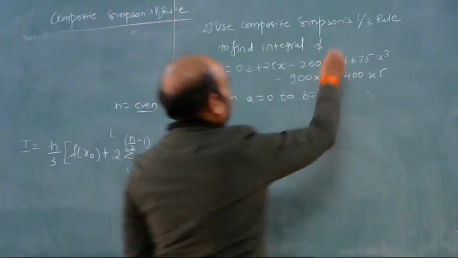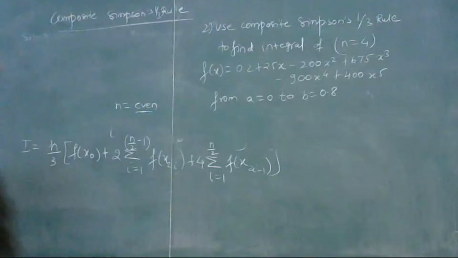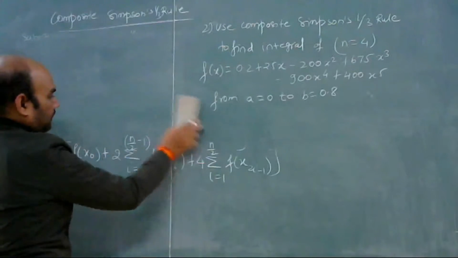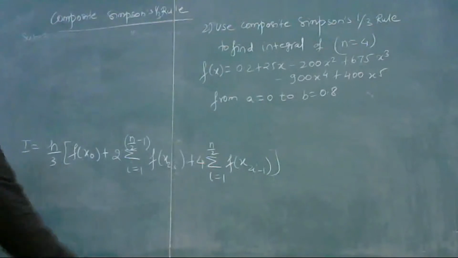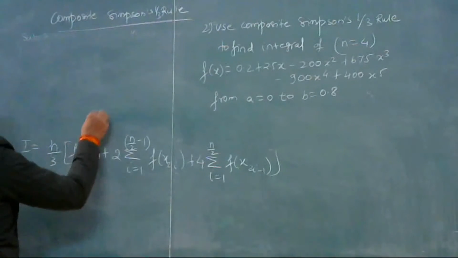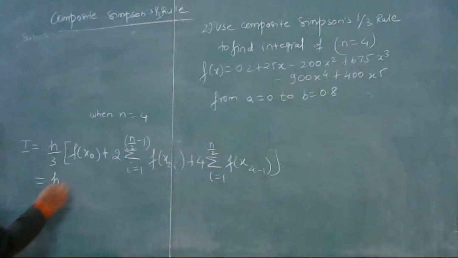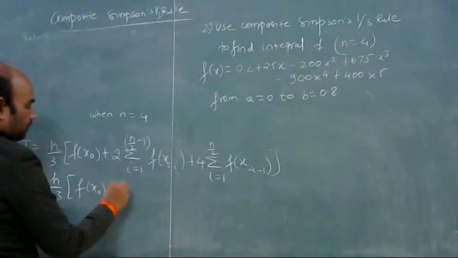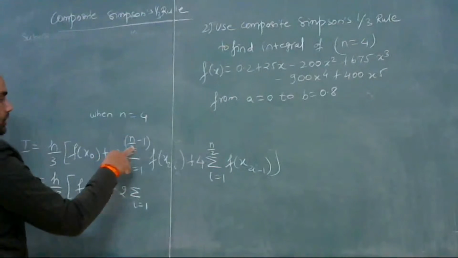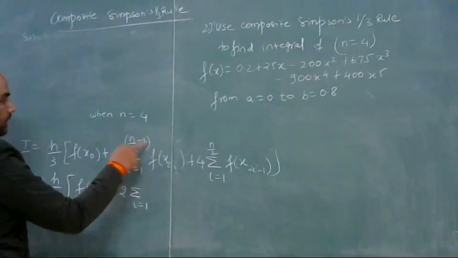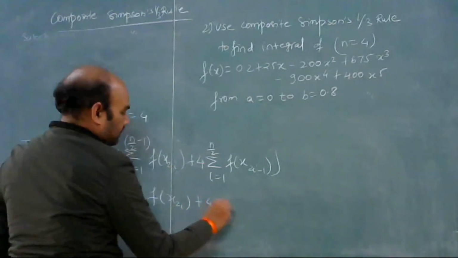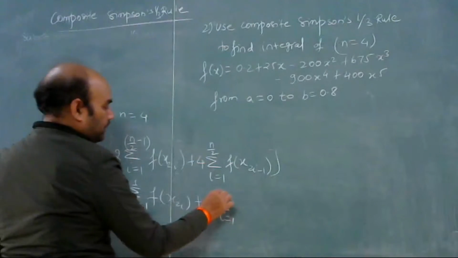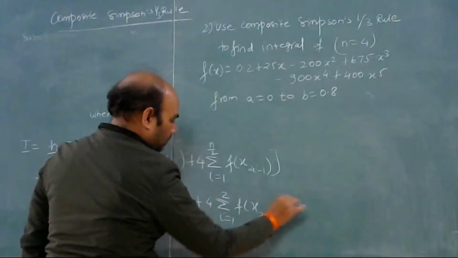And here, in the question it is given, take n equal to 4. If it is not given in the question, you have to take the value of n which is even. So this is the equation, and when n is equal to 4, this will be h upon 3 times f of x0 plus 2 times the summation i equal to 1 to 1, since 4 by 2 is 2 and 2 minus 1 is 1, of f of x 2i, plus 4 times the summation i equal to 1 to 2, since 4 divided by 2 is 2, of f of x 2i minus 1.